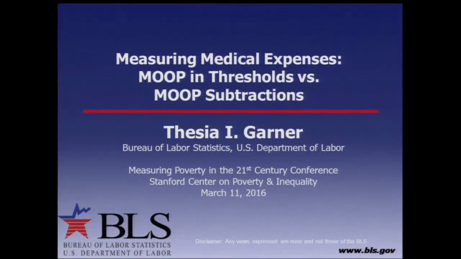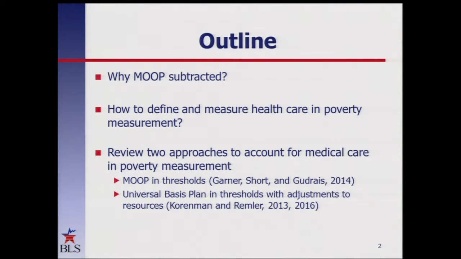Okay, the outline is: why is MOOP being subtracted? Why was it subtracted in the NAS measure? Why does it continue to be subtracted in the supplemental poverty measure? So the key is how to define and measure health care in poverty measurement.